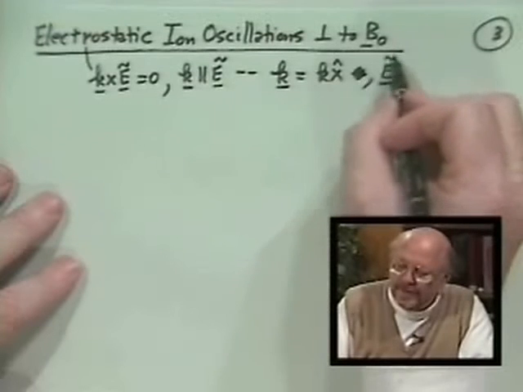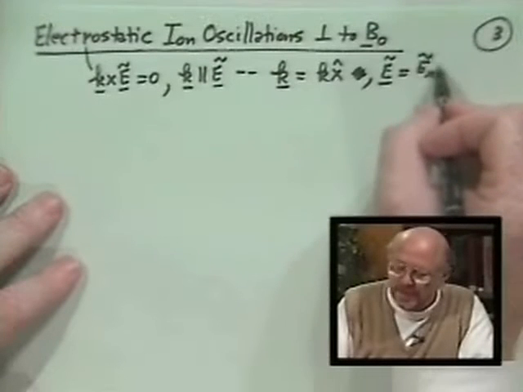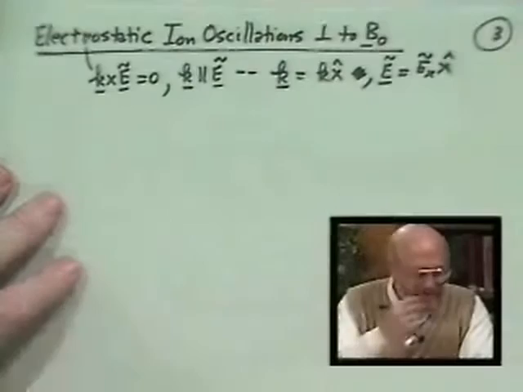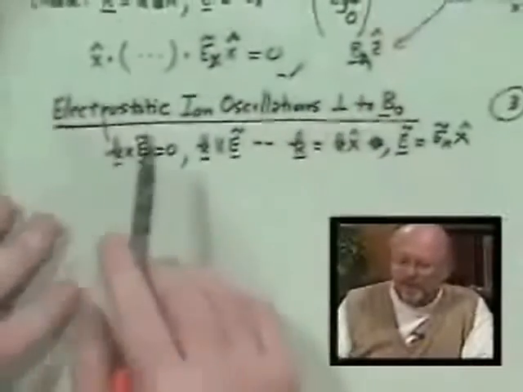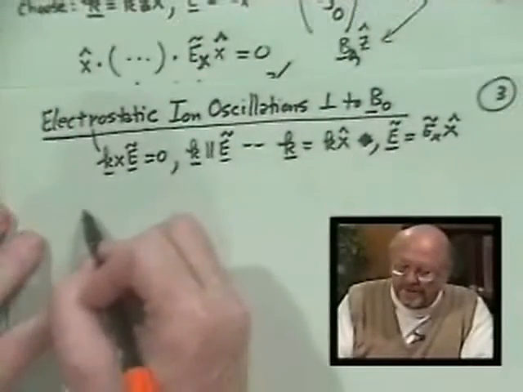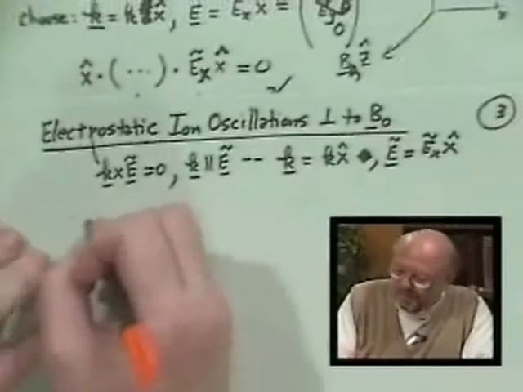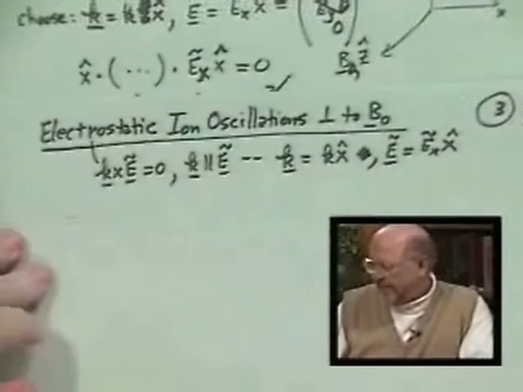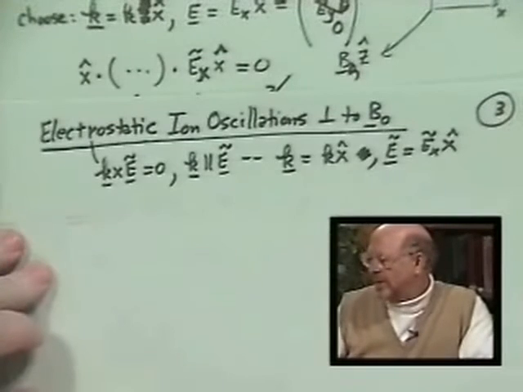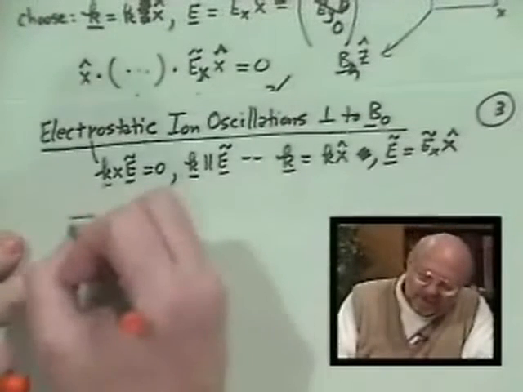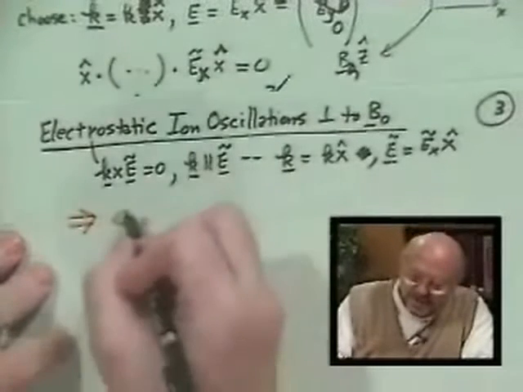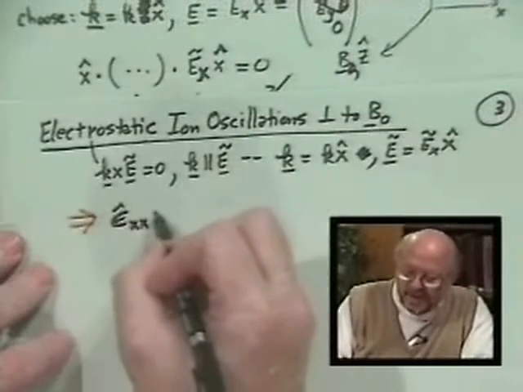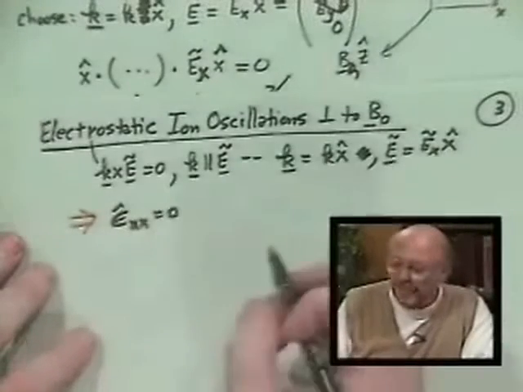And the electric field is chosen to be in the E_x x-hat direction. And what we found, this will work the same now as before, was that all we needed to do was set epsilon_xx hat equals zero. That's what we ended up doing.